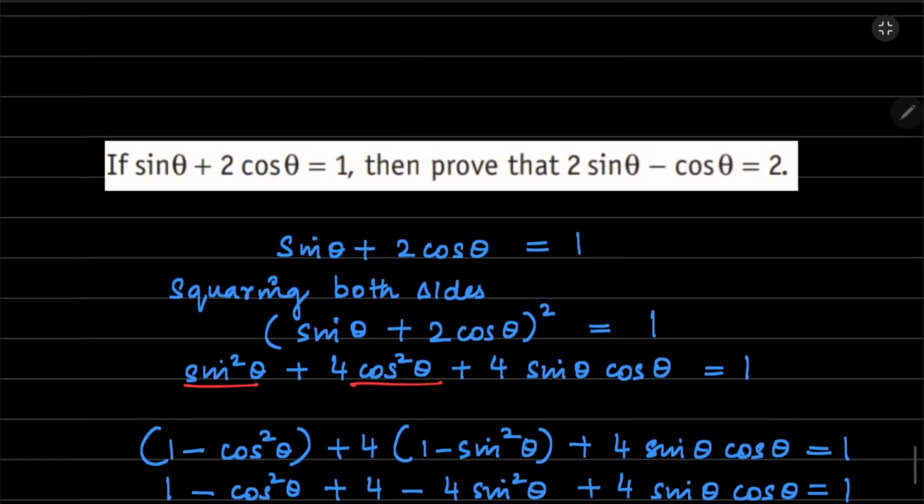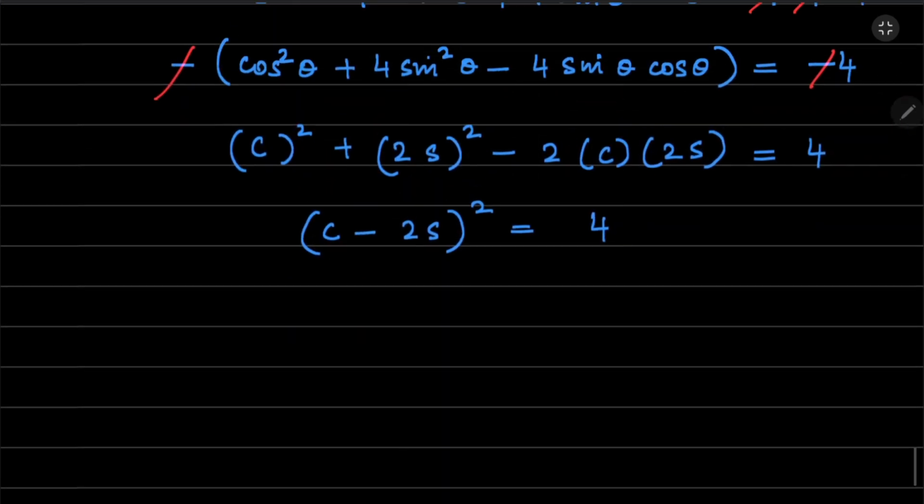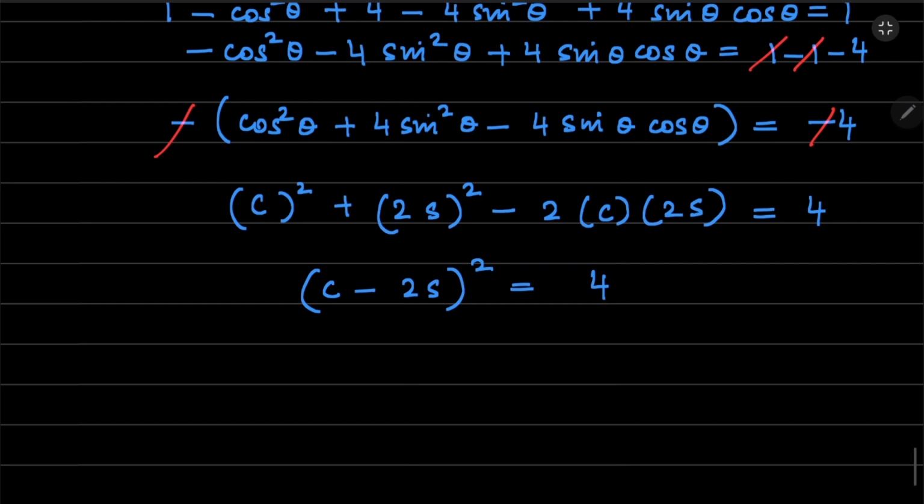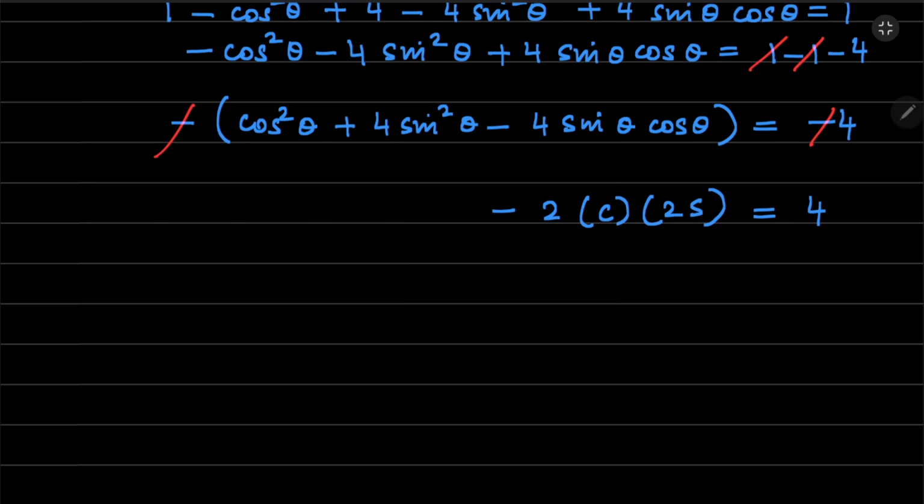What do we now need? We need 2 sine minus cos. Okay. 2 sine minus cos. So what I will do here is, we can go one step back and rewrite it in such a way that I can replace this. This is of the form cos square theta plus, it's the same as writing 4 sine square theta plus cos square theta minus 4 sine theta cos theta.